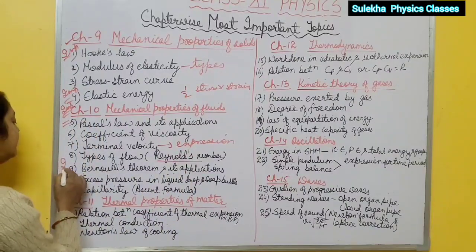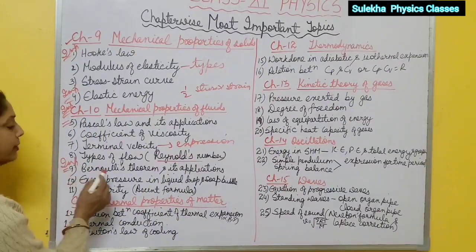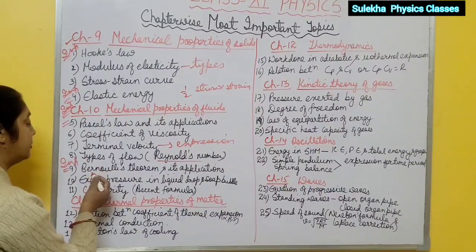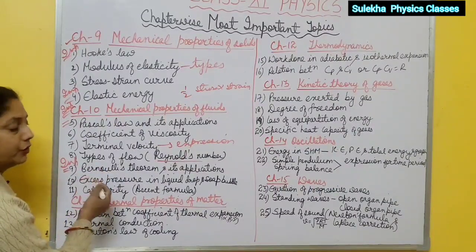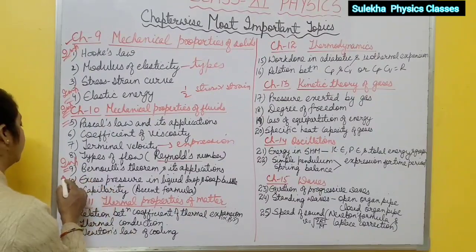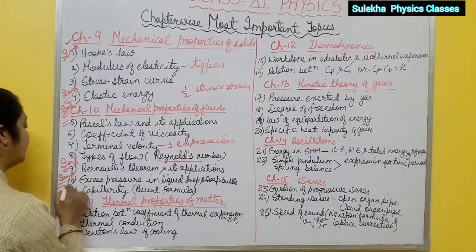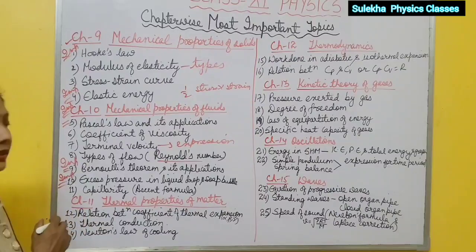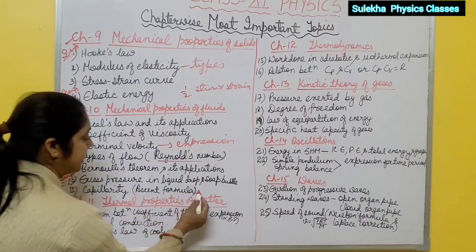Then next very, very important topic of this chapter is Bernoulli's theorem. You have to state Bernoulli's theorem and prove also, right? It's very, very important. Then excess pressure in liquid drop and soap bubble. This topic is also very, very important. And the last, capillarity. Capillary rise in a liquid column, that is called Ascent formula.